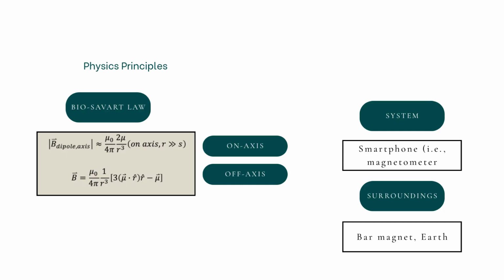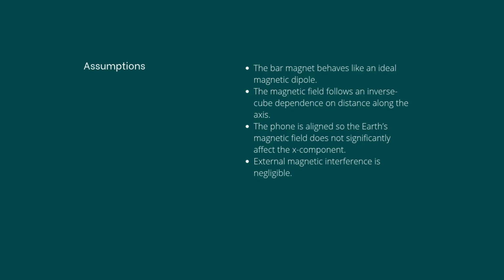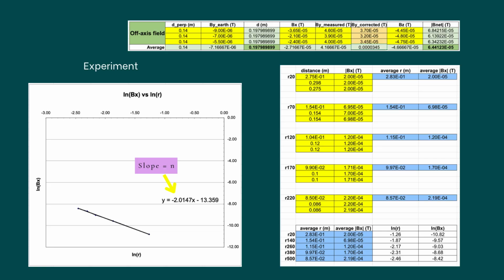The system is the smartphone magnetometer, which measures the magnetic field components, and the surroundings include the bar magnet producing the field and the Earth's magnetic field. Some assumptions I had to make in this lab were that the bar magnet behaves like an ideal magnetic dipole. I had to assume that the magnetic field follows an inverse cube dependence on distance along the axis, assume the phone is aligned so that the Earth's magnetic field does not significantly affect the x component, and then also assume external magnetic interference is negligible.